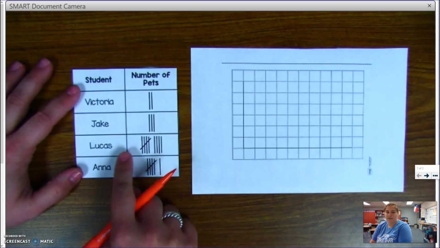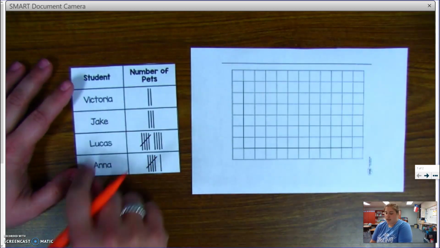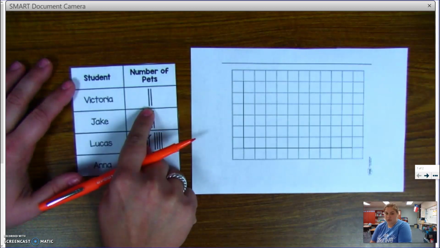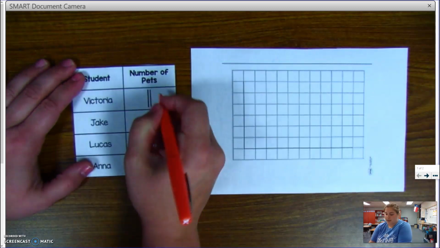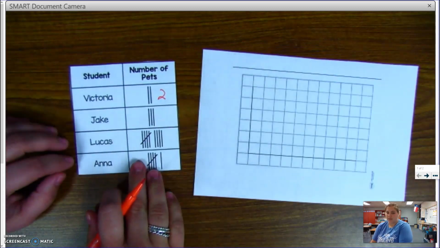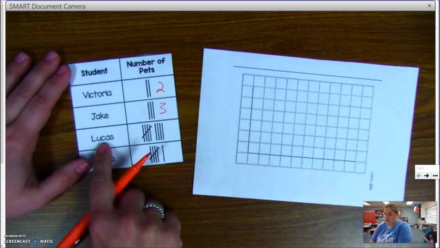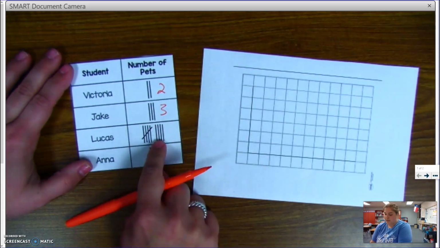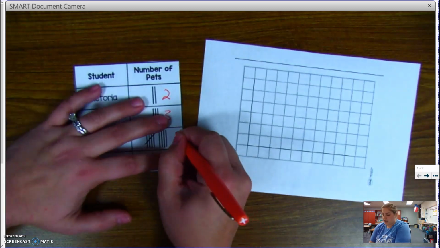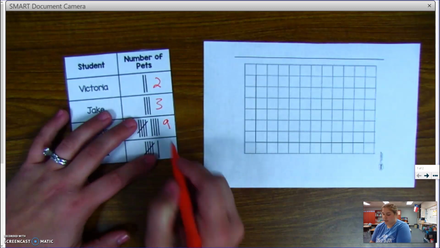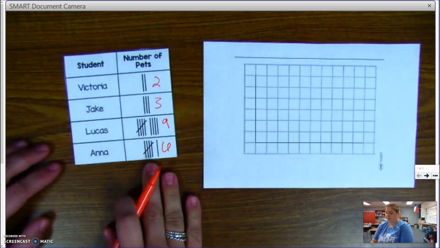So here I have a frequency table. And this tells me that Victoria's frequency is 2. And when I see tallies, I'm also going to write the number to help me out. Jake is 3. Lucas has a bundle of 5 and then 4 tallies, so that's 9. Anna has a bundle of 5 and then 1 tally, so that's 6.